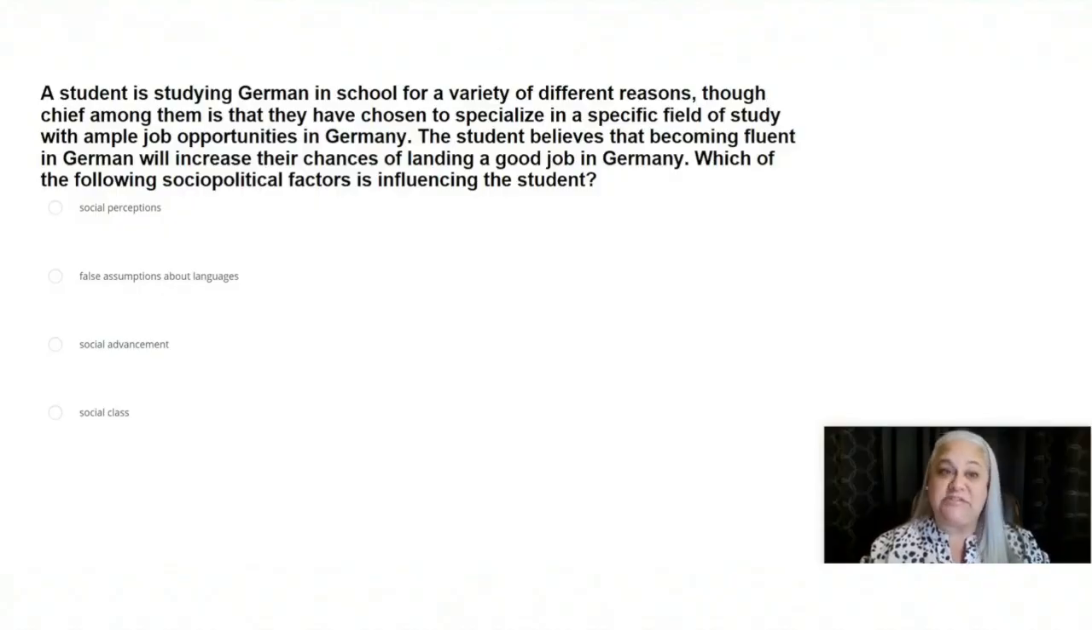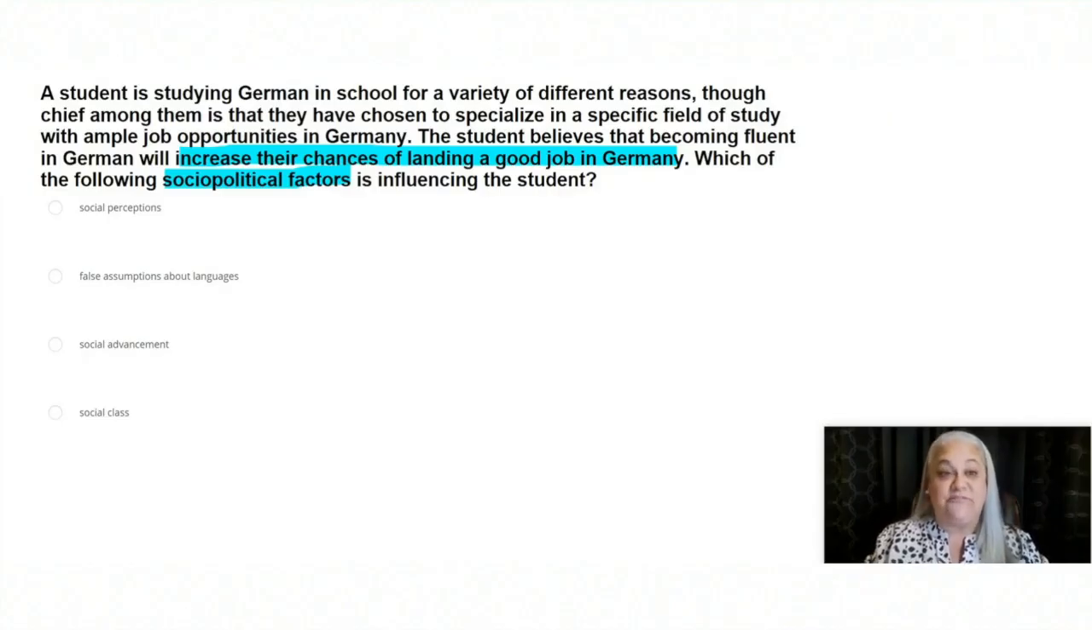So the first thing that we need to do is look at the keywords within the question. The first thing that you'll notice is that it talks about the student becoming fluent in German because they are looking to increase their chances of landing a good job in Germany. And then it also mentions a sociopolitical factor that is influencing the student. When we think about social perceptions, this is how one perceives what's going on in society. This does not necessarily have anything to do with a job, however, so that is not the best choice.